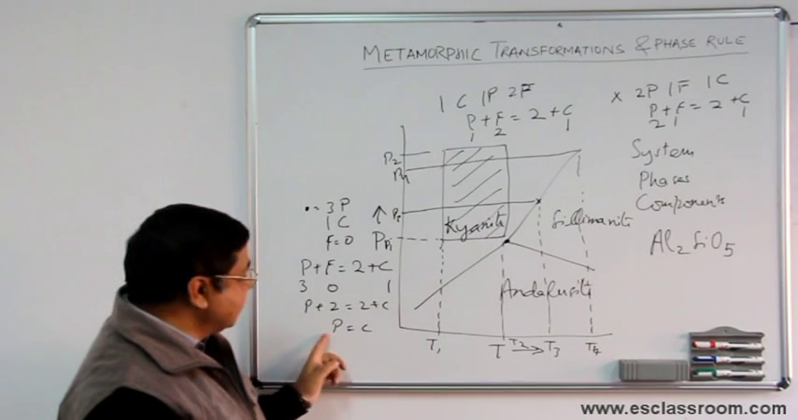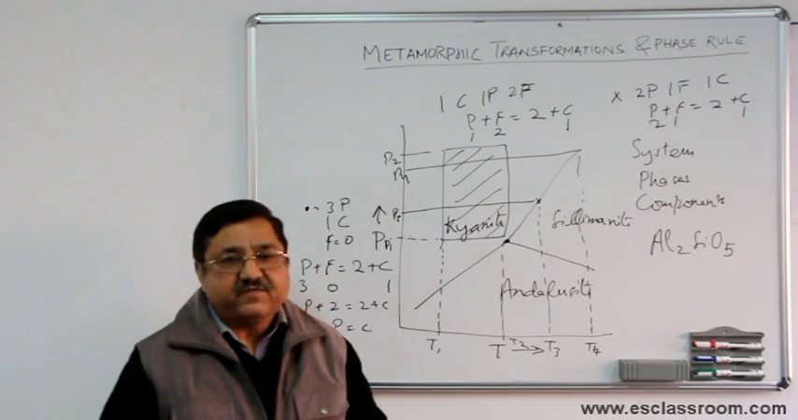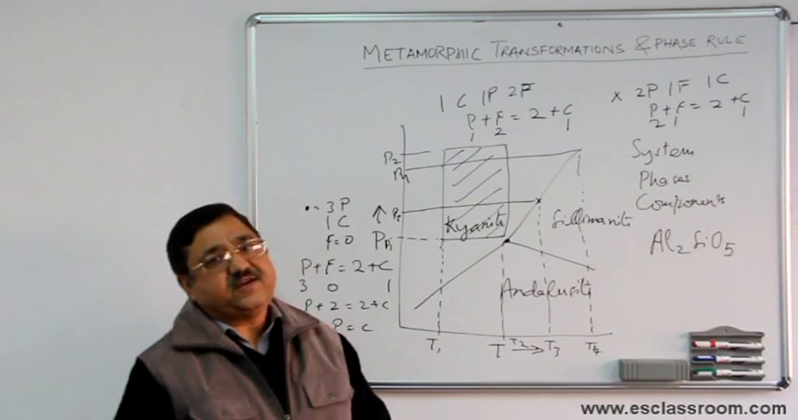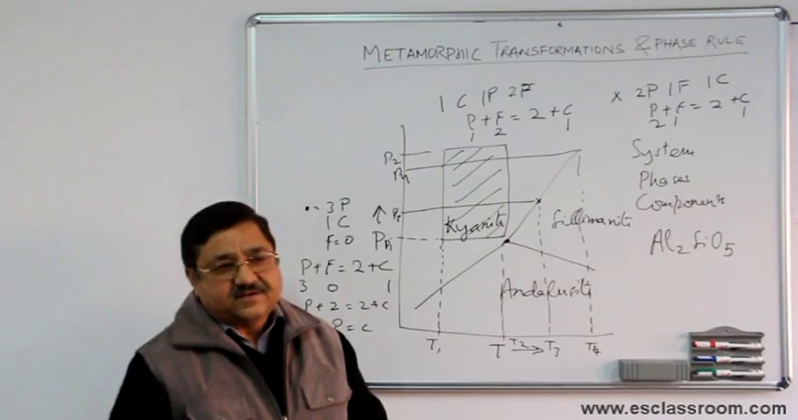And this relationship is called Goldschmidt's mineralogical phase rule, which is again very useful, as we will see in subsequent discussions.